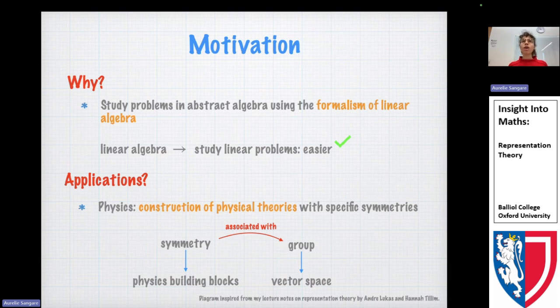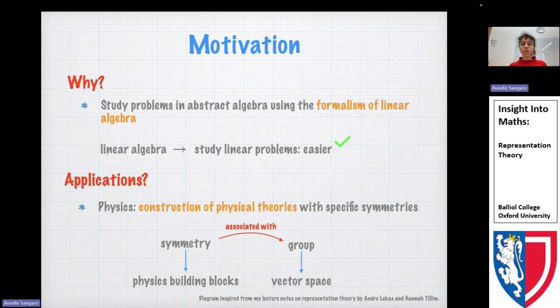And to give you an idea of why we would even be interested in the first place in studying these abstract algebraic objects, I'm going to give you an application, and here I am a bit biased, I'm going to give you the physics application. A key stake in physics is to construct physical theories with specific symmetries. As an experimentalist, you would study an object or a system in your lab by performing experiments, and you would get results of these experiments.